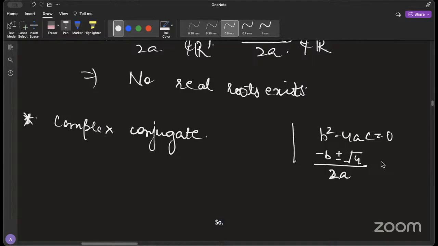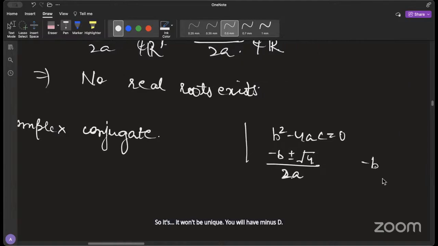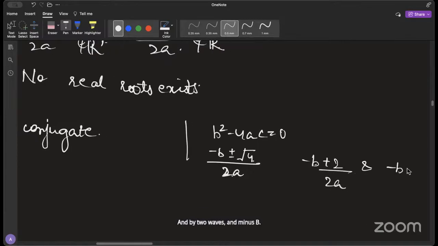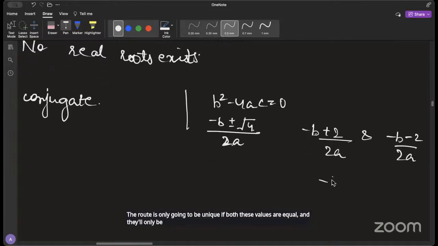No, it won't be unique. You will have minus b plus square root of 4, which is 2, right? So you will have minus b plus 2 by 2a and minus b minus 2 by 2a. And the root is only going to be unique if both these values are equal. And they'll only be equal when your minus b plus 2 is the same as minus b minus 2.